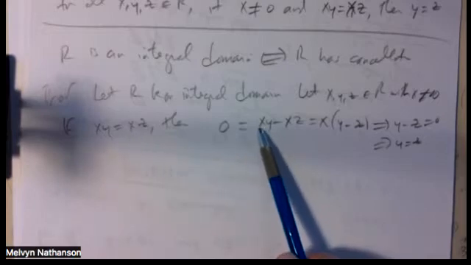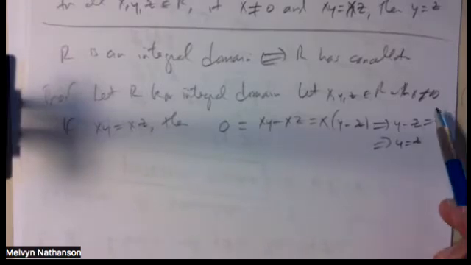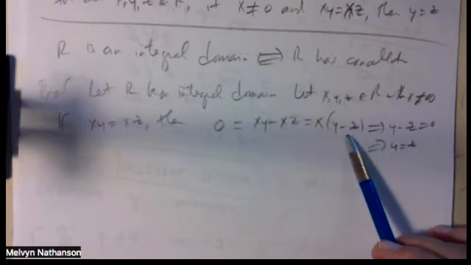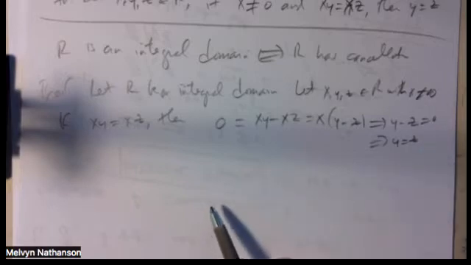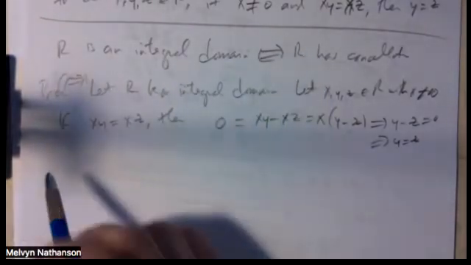If xy equals xz, then xy minus xz is 0. But I can factor out the x on the left. This is x times (y minus z). And if the product of two elements is 0 in an integral domain, at least one of the elements must be 0. We know x is not 0. So y minus z has to be 0, so y equals z. So this is the proof of the statement from left to right. If you have an integral domain, then you have cancellation.